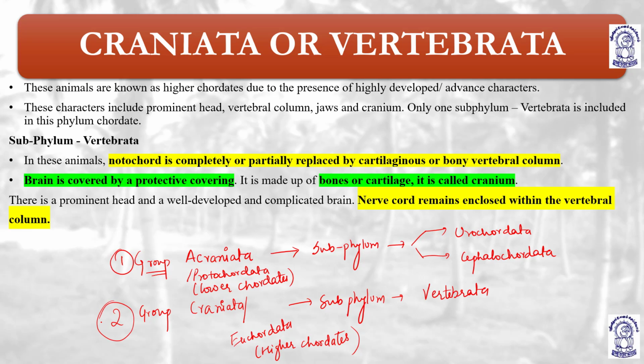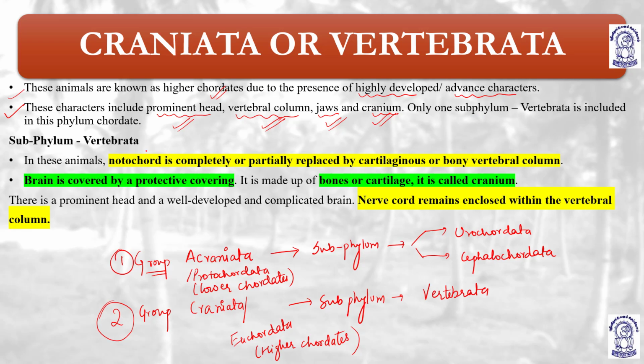Now coming to Craniata or Vertebrata, these animals are known as higher chordates due to the presence of highly developed, advanced characters. The fundamental chordate characters now develop to form highly advanced characters. These include a prominent head, so the head becomes distinct, vertebral column, jaws, and cranium. It includes only one subphylum, that is Vertebrata.